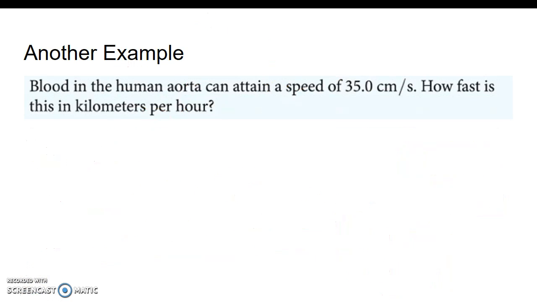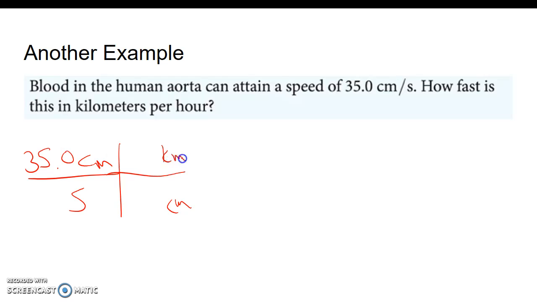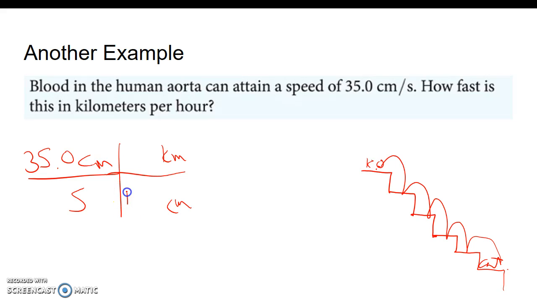Blood in the human aorta can attain a speed of 35 centimeters per second. How fast is this in kilometers per hour? So I go 35.0 centimeters per second, and I want to go to kilometers per hour. So now I'm going to do, again, a conversion here. I'm going to go from centimeters to kilometers. So centi, deci, meters, and 1, 2, kilo. So centi to kilo, 1, 2, 3, 4, 5. So there's 1 with 1, 2, 3, 4, 5 zeros, 100,000 centimeters in 1 kilometer.